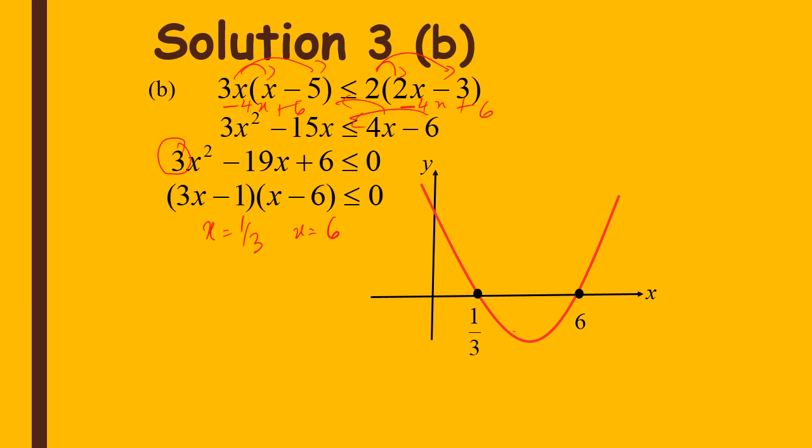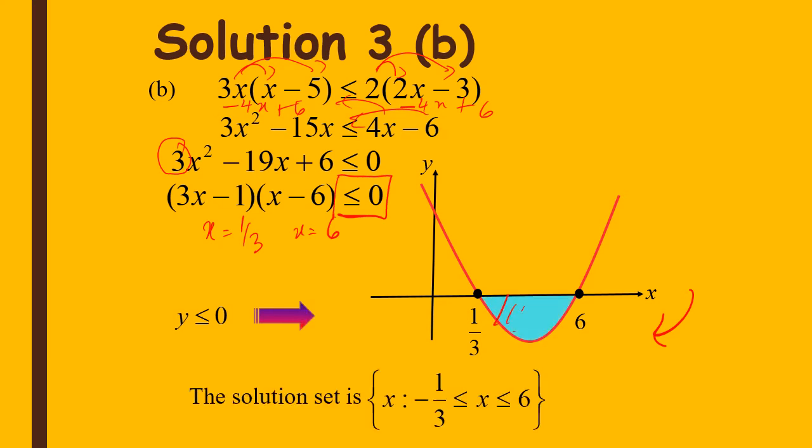And then the question asks you to find less than or equal to 0. Means that we want to find the values below the x-axis. So where is the area? It should be this one. Yes, this blue area. So it's in between 1 over 3 and 6. So the answer in solution set is x such that x is in between 1 over 3 and 6 inclusively. Or you can write down in the interval form, square bracket of 1 over 3, 6, square bracket. Okay.